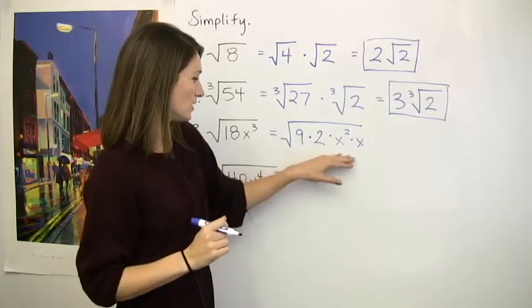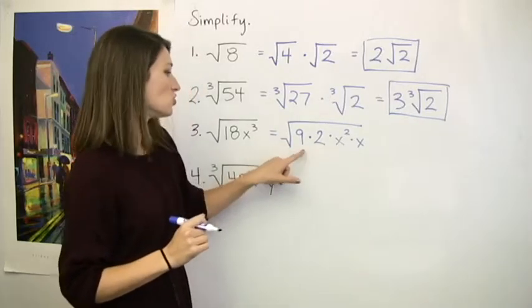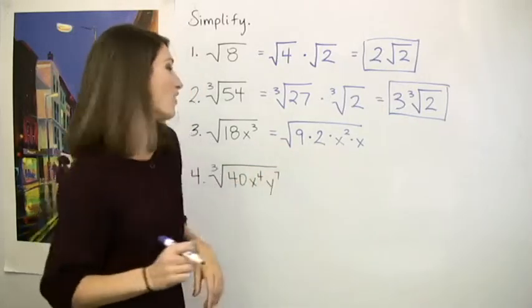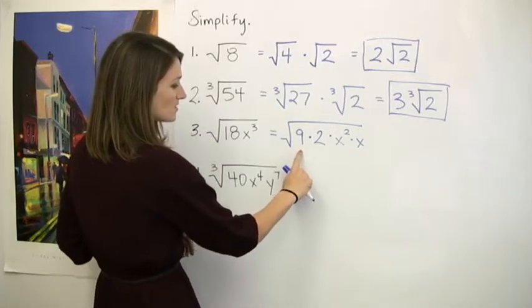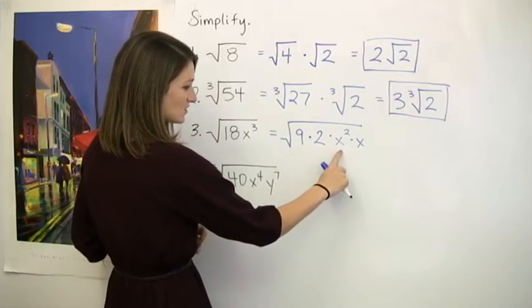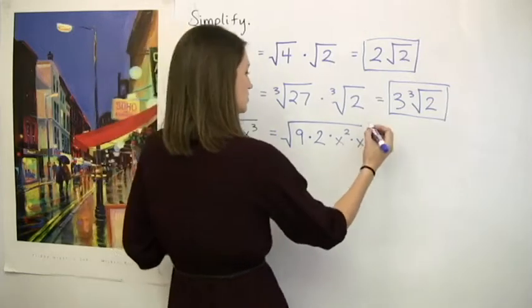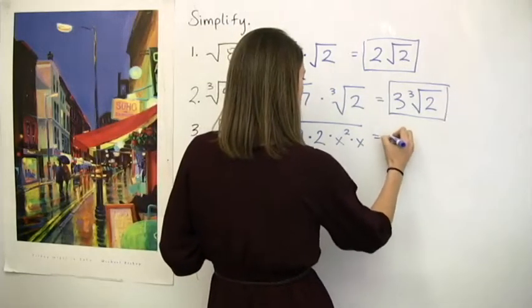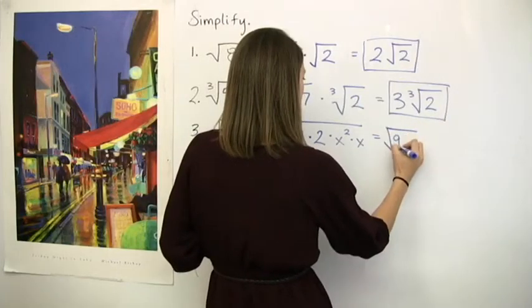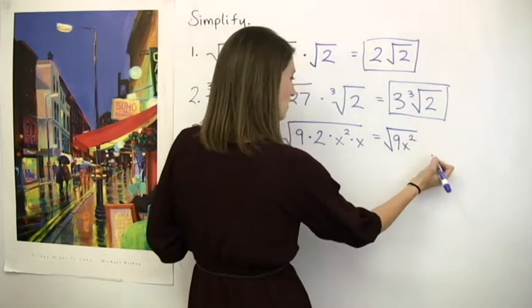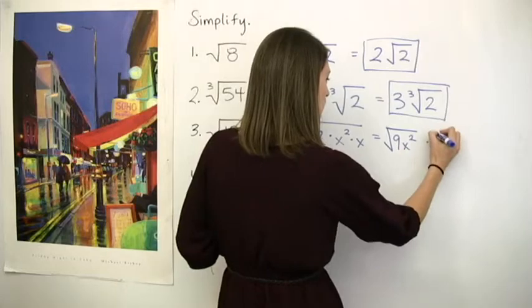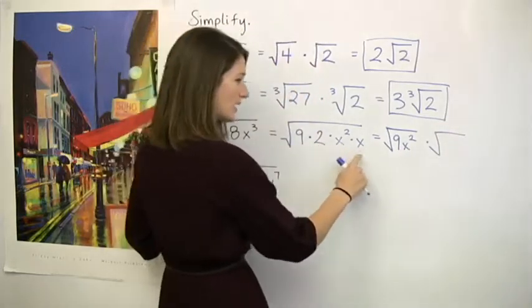So if you're looking here, we can see 2 perfect squares underneath our radical sign. We have 9 is a perfect square, and x squared is also a perfect square. So we can rewrite this expression here as the square root of 9x squared times the square root of 2x.